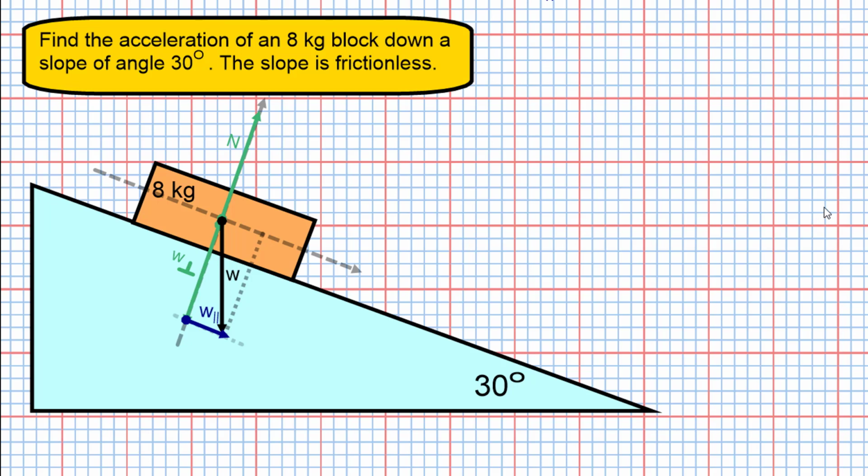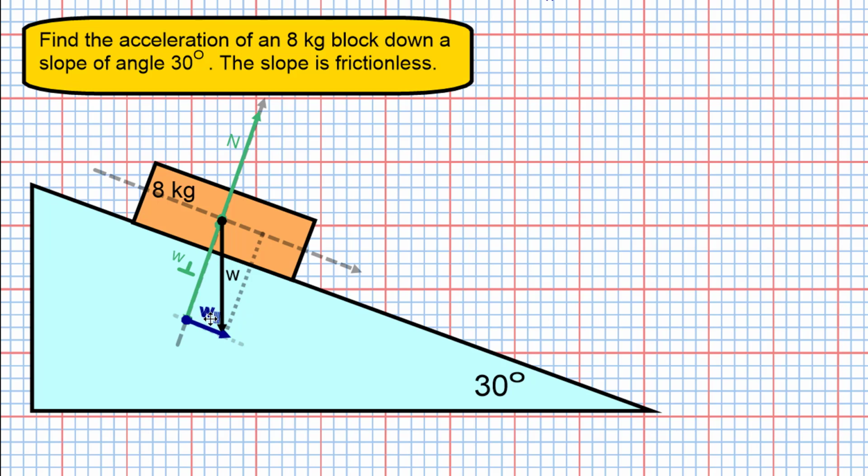Now the block is not going to be accelerating in the perpendicular direction because the normal reaction force is balanced by the perpendicular force of the weight. So there's no movement in that direction. But as you can see, the parallel component of the weight is going to be the force which is going to cause the acceleration down the slope.